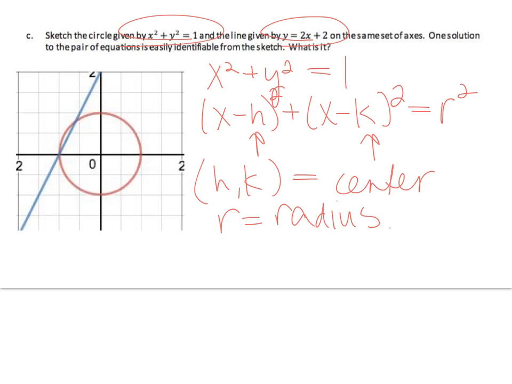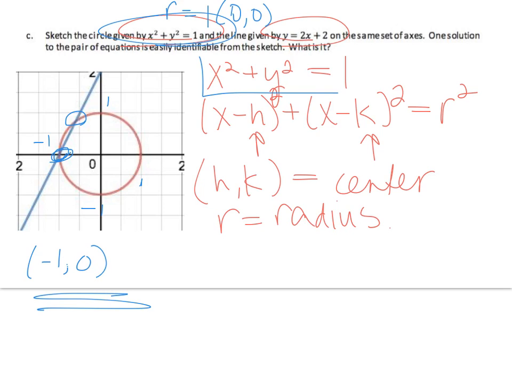So if we look at this problem, my center is 0, 0, and my radius is the square root of 1, which is 1. So that's what we've shown here. That's 1 and negative 1, 1 and negative 1. And it looks like I cross here and there. I can easily read one of them. I'm at -1, 0 is one solution, because it was easy to read. It crosses where the grid intersects, so it was perfect to read.